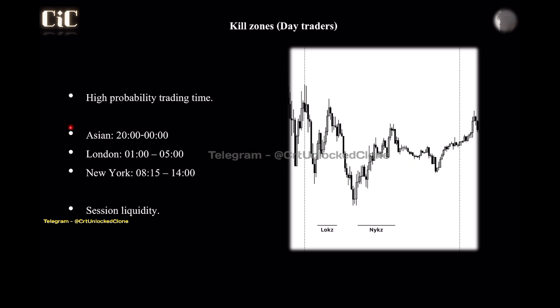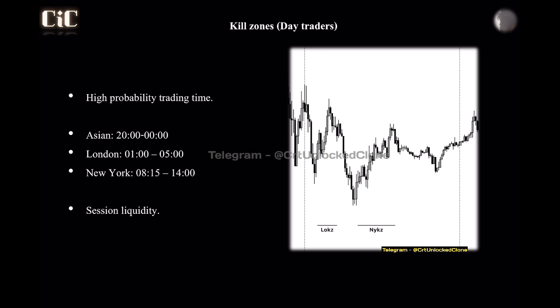We have three main ones: the Asian session, usually which we leave and don't trade. We watch what the Asian does in order to anticipate London. So the Asian session is 8 p.m. to midnight New York time.